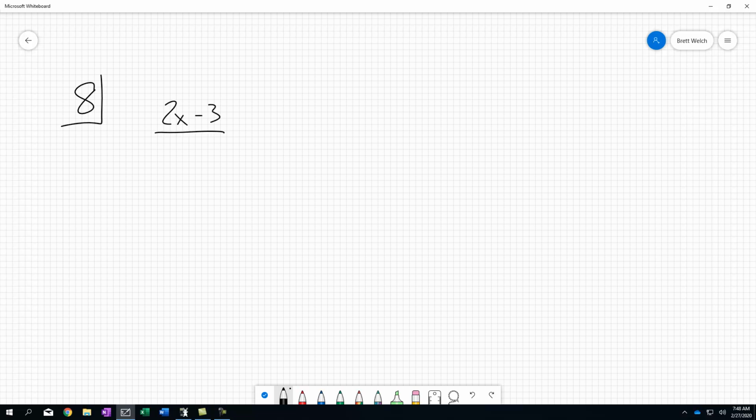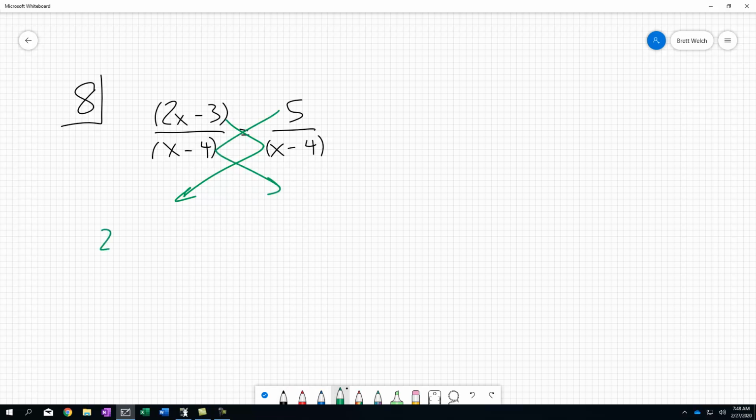2x minus 3 over x minus 4 equals 5 over x minus 4. I'm going to put some parentheses around these. This is where we have one fraction equal to one fraction. There's just that simple of a problem. We can cross multiply. Well, 2x minus 3 times x minus 4, you have to FOIL.